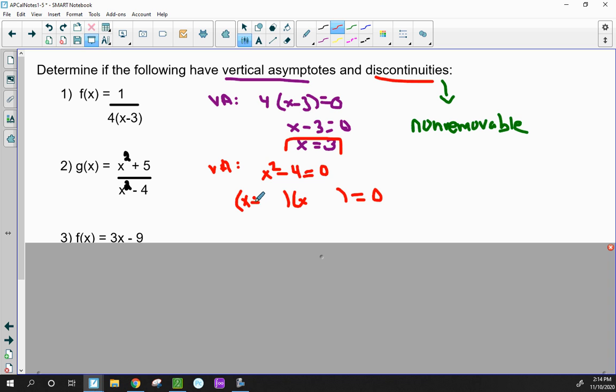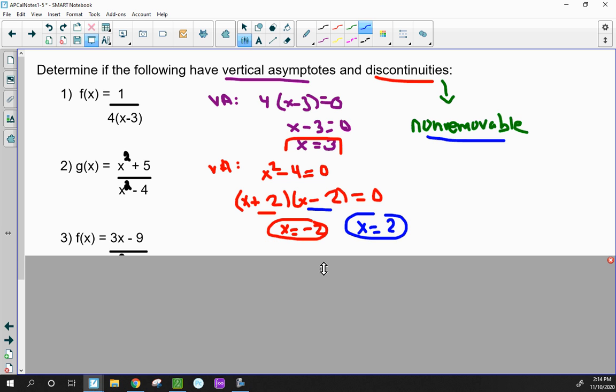Alright, so I kind of started the factoring method. So I got x plus 2 and x minus 2. And that means that x plus 2, when it's set equal to 0, then the vertical asymptote is going to be x equals negative 2. When the second factor is set equal to 0, and I transpose, then x is going to be equal to positive 2. So in example 2, there are actually two vertical asymptotes, which means that there are two discontinuities in the graph. And likewise, they are non-removable.